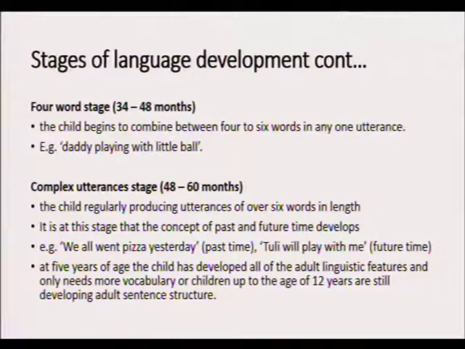Here, the child uses sentences which are more than six words. Although the child hasn't developed full vocabulary, we can say they have mastered most of their language skills. At 5 years of age, the child may have developed all the adult linguistic features, although you'll find in some cases where a child may still struggle with proper sentence structures and things like that.